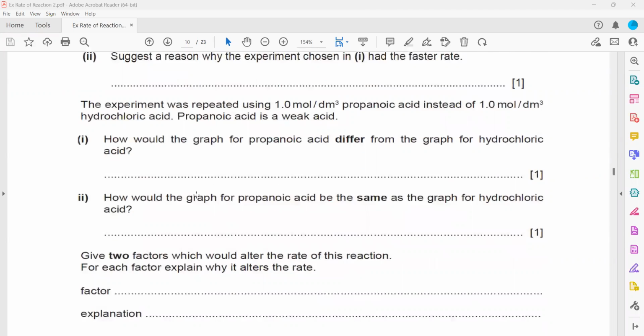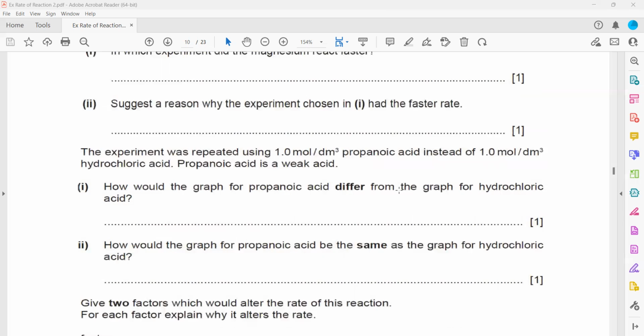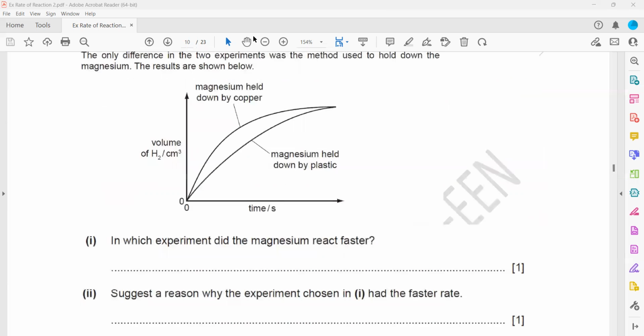Then the experiment was repeated using 1 mole per dm cubed propanoic acid instead of hydrochloric acid. Propanoic acid is a weak acid. We use the same amount but a weak acid. How would the graph of propanoic acid differ? First, it will be less steep because a weak acid reacts slowly. And the second, how it will be the same: the final product will be the same.